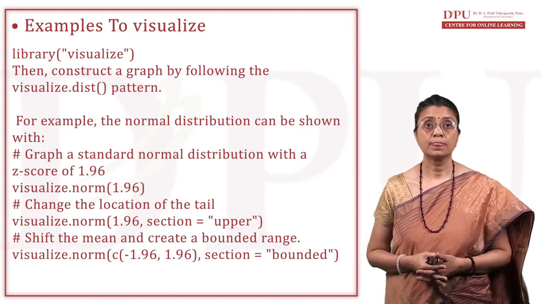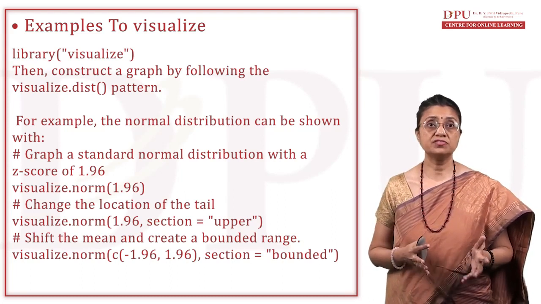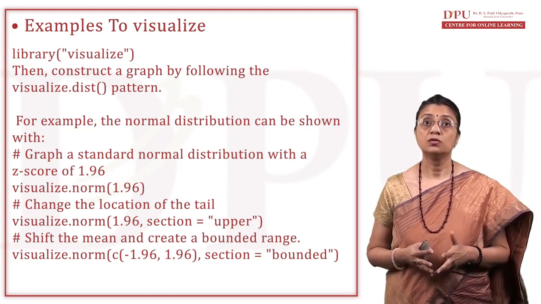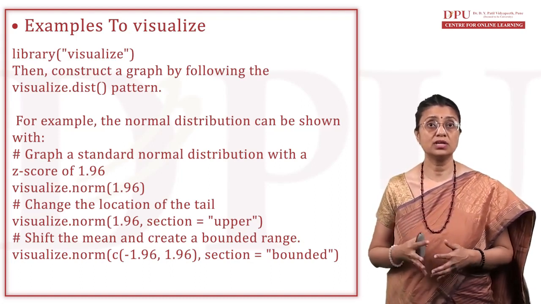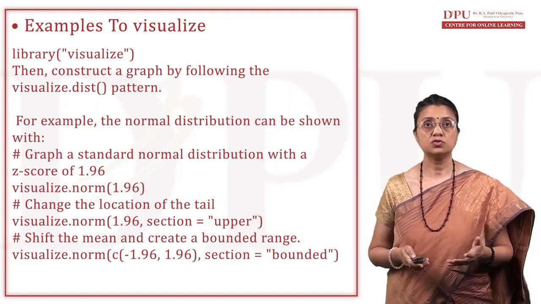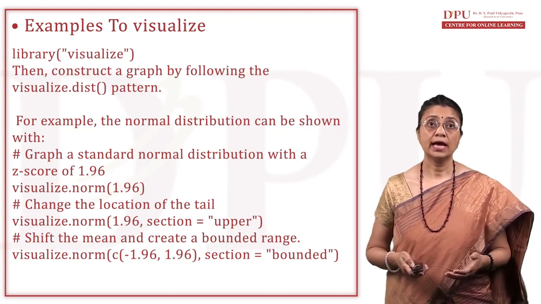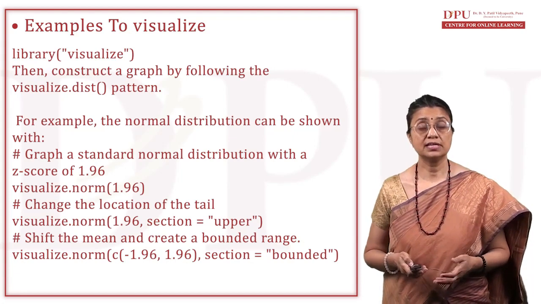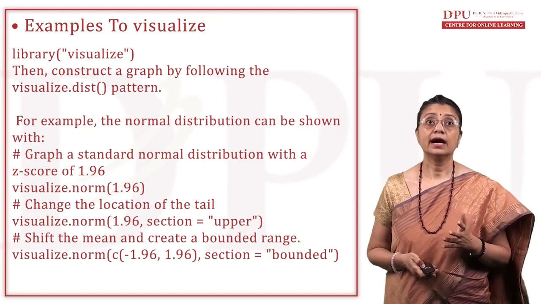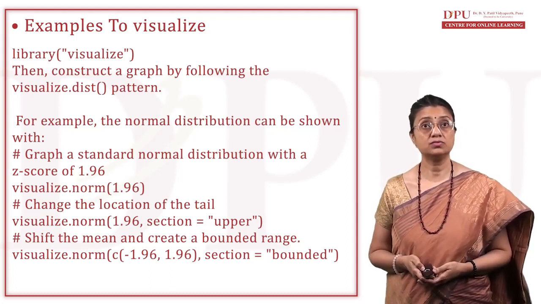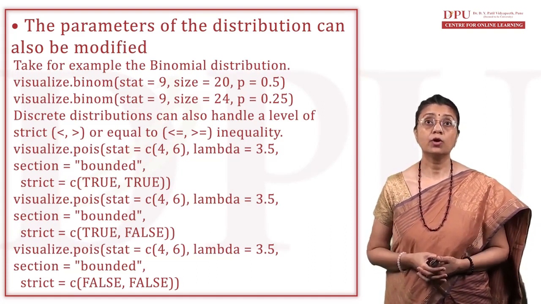Change the location of the tail: visualize.norm(1.96, section = "upper"). Shift the mean and create a bounded range: visualize.norm(c(-1.96, 1.96), section = "bounded"). So you can see how I am calling the norm function of the visualize package, and I am creating a graph with a z-score of 1.96. I have also changed the location of the tail, and I have shifted the mean and created a bounded range.